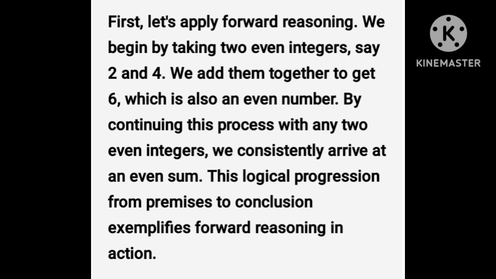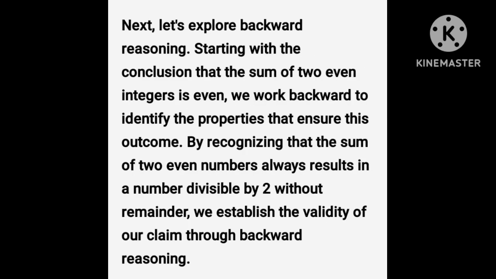First, let's apply forward reasoning. We begin by taking two even integers, say 2 and 4. We add them together to get 6, which is also an even number. By continuing this process with any two even integers, we consistently arrive at an even sum. This logical progression from premises to conclusion exemplifies forward reasoning in action.